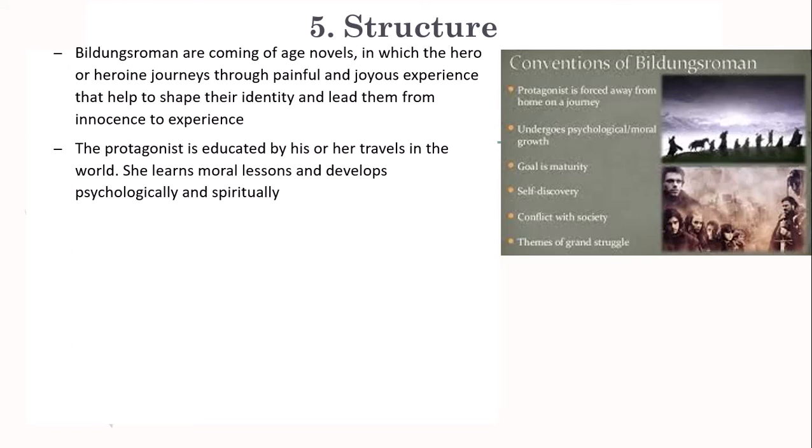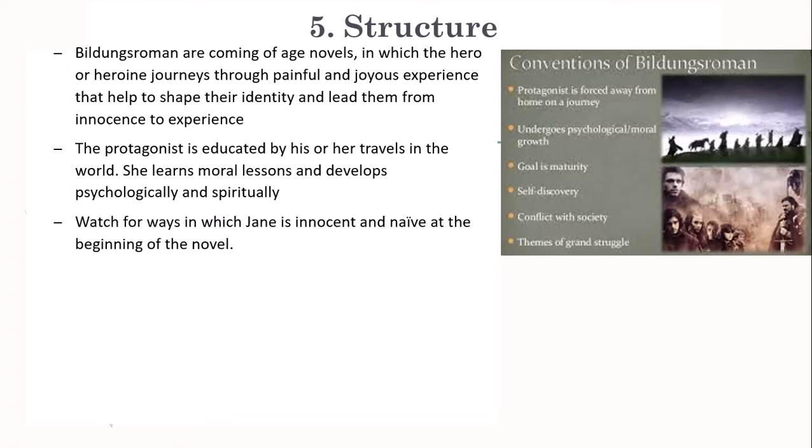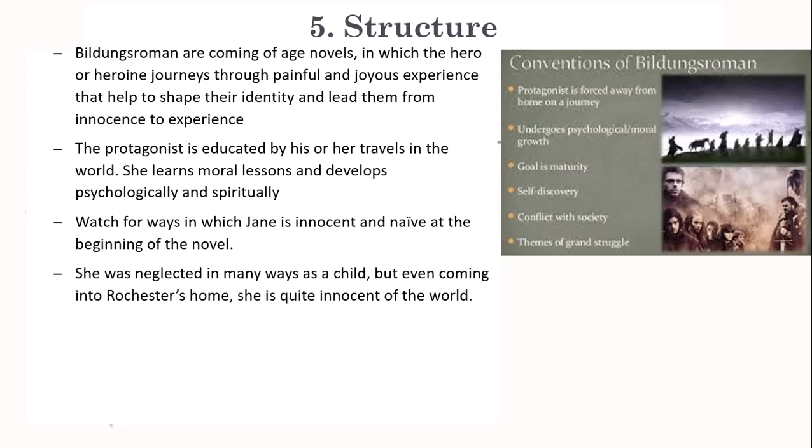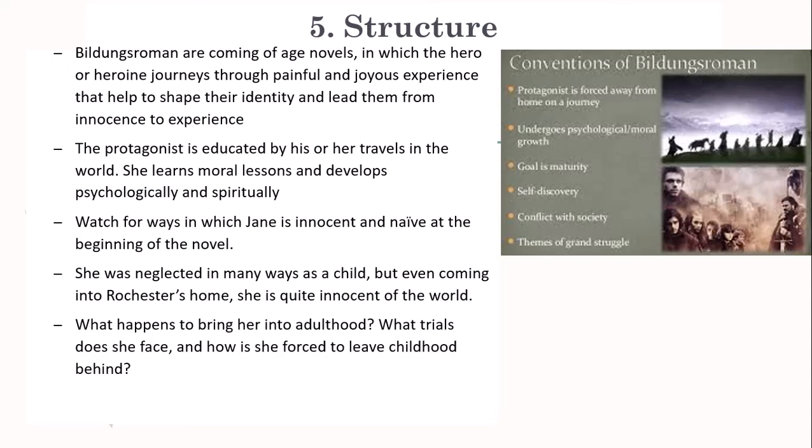thought of as limitations? So watch for ways in which Jane is naive and innocent at the beginning of the novel. Even though she's neglected, she sees death at a young age, at the same time, she's quite innocent about the world. What happens to bring her into adulthood? What trials does she face? How is she forced to leave that childhood or adolescence behind and really become a woman? And how does she develop psychologically or spiritually in other ways?